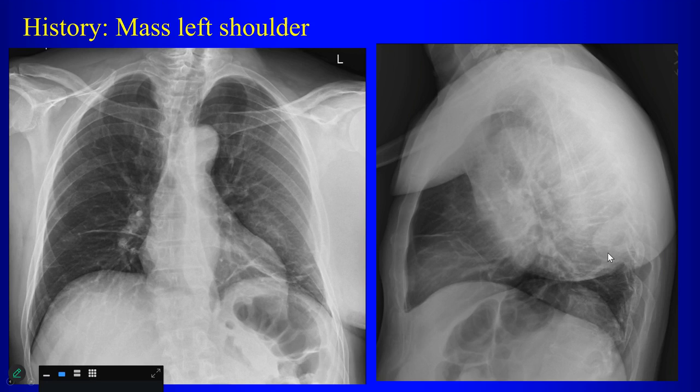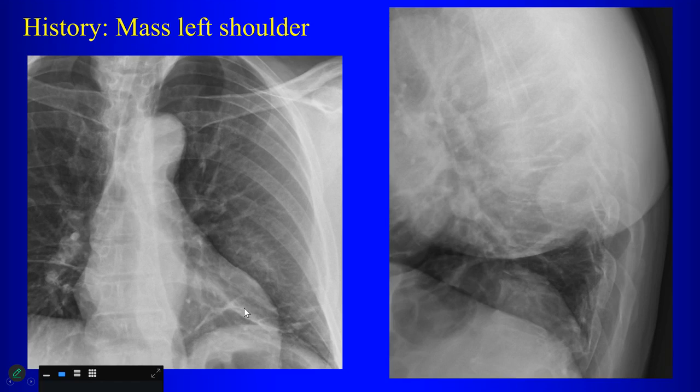Left mid lung. There's a vague left mid-lung opacity here. There's the opacity over the spine. There's this vague opacity over the left mid-lung. And what else do you notice about that? Yeah, the rib is missing. You see this rib, right? Don't see the rib here. That rib is missing, okay?